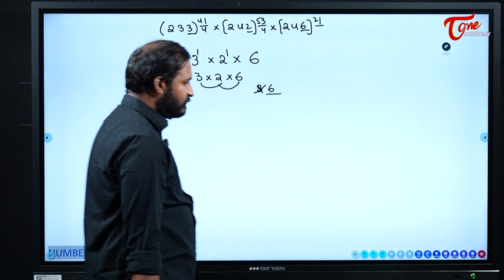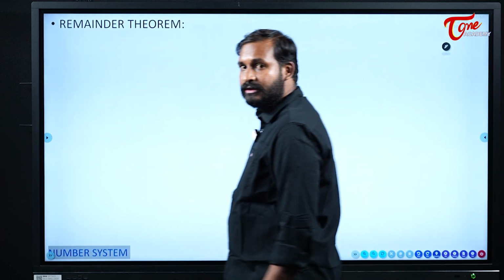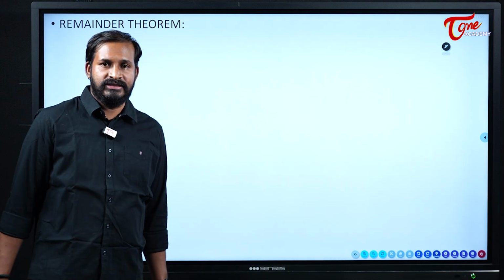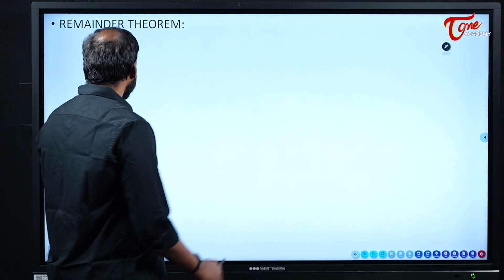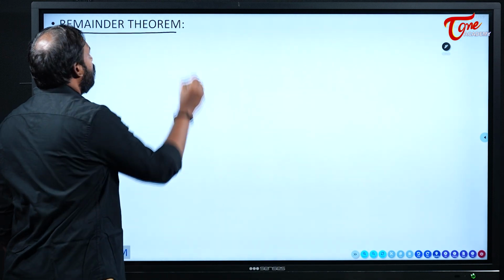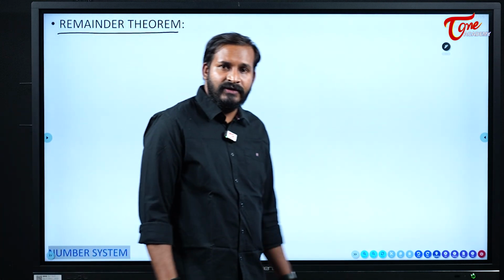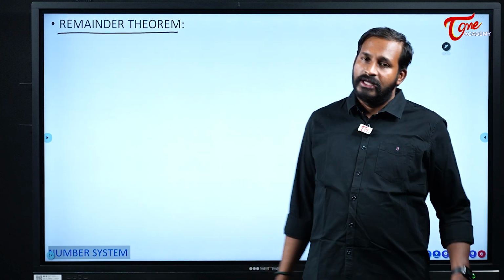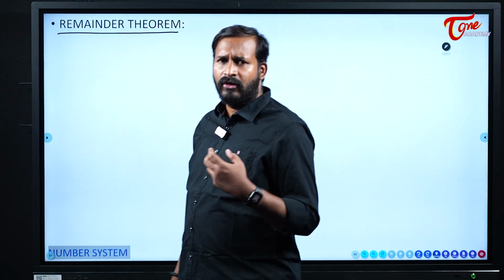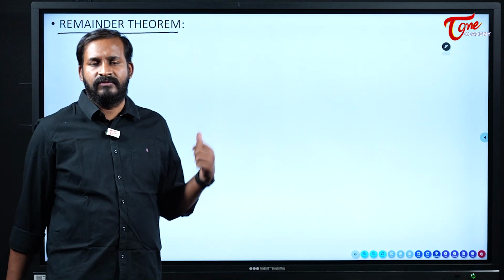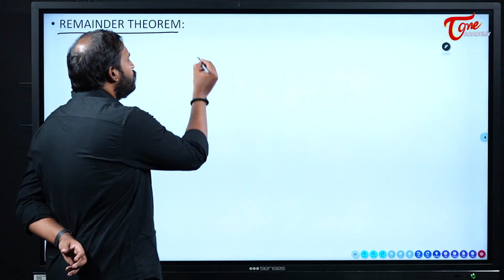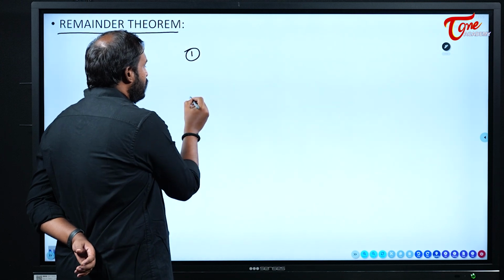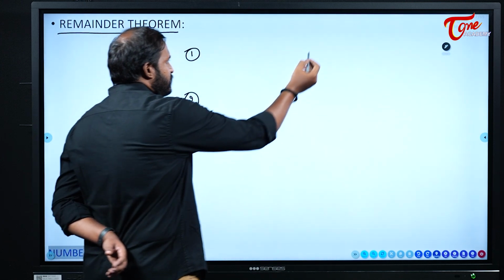Okay. Next one. The next and important thing in our number system concept is the remainder theorem. What is meant by this remainder theorem? This is very, very important. As usual, I told you, in almost all the examinations, they ask one question from the concept of remainders. How will we find the remainders? Here we need to know two principles.